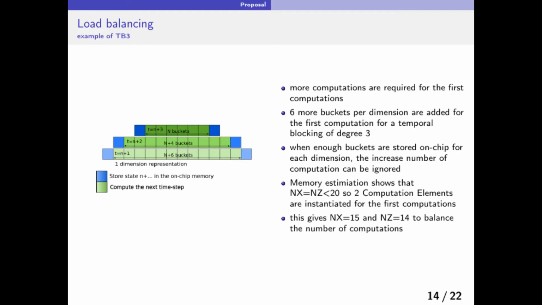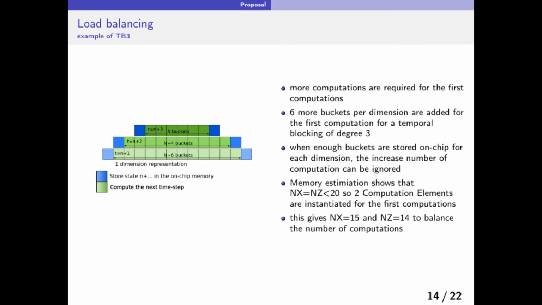The figure here represents the number of buckets required in one dimension for each computation for a degree of temporal blocking of 3. When the number of buckets computed for the first time step is n, n plus 6 buckets are required for the third time step. As the problem is in 3 dimensions and planes are stored in on-chip memory, to reduce the influence of these added buckets, the number of buckets computed in the x and in the z dimension has to be taken as big as possible.